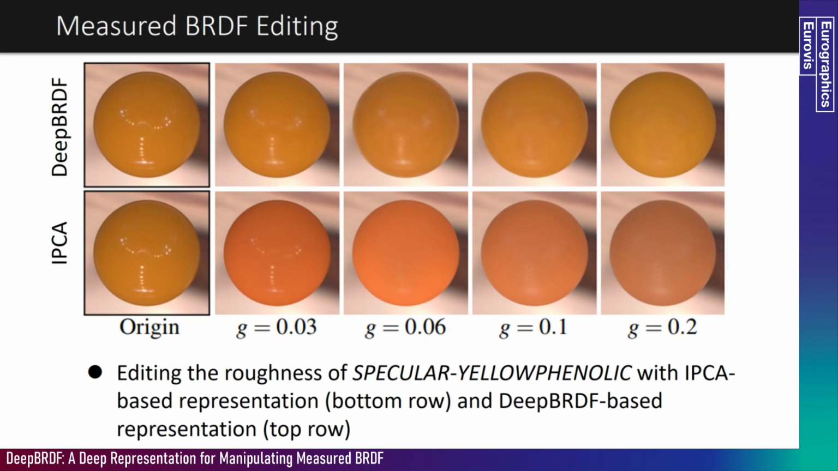We also make a comparison between IPCA and deep BRDF as a low-dimensional representation in BRDF editing. We observe that BRDF editing based on IPCA is unable to guarantee smooth transitions between BRDFs. The perception of glossiness may fluctuate strangely as shown here. There are also color shifting problems. Again, our method based on deep BRDF provides both smooth transitions and high physical fidelity.